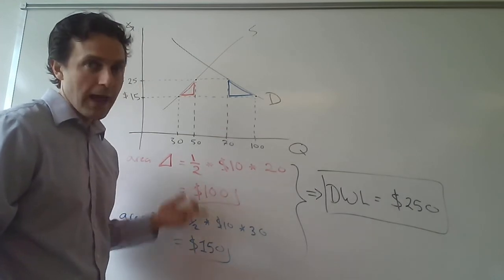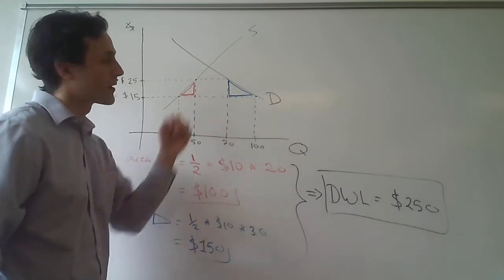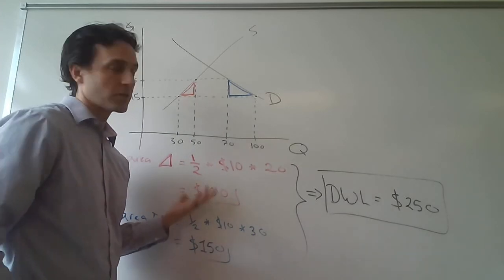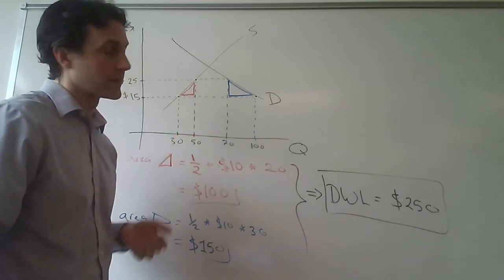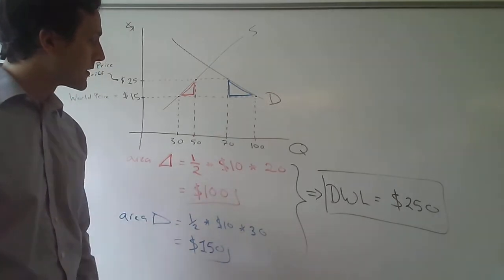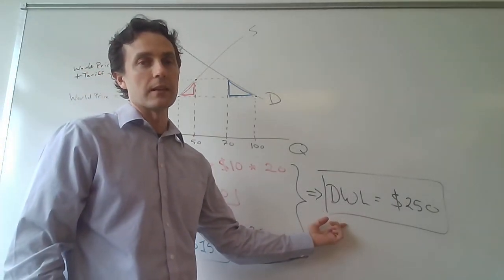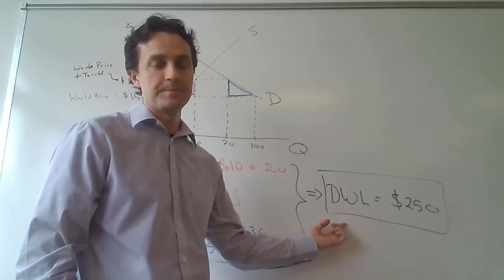And remember, we want to add these two areas. These are both pieces of deadweight loss. If we add them together, that will give us total deadweight loss, because there are no other areas that represent deadweight loss. So we add $100 plus $150, and we find that the deadweight loss is equal to $250. All right.